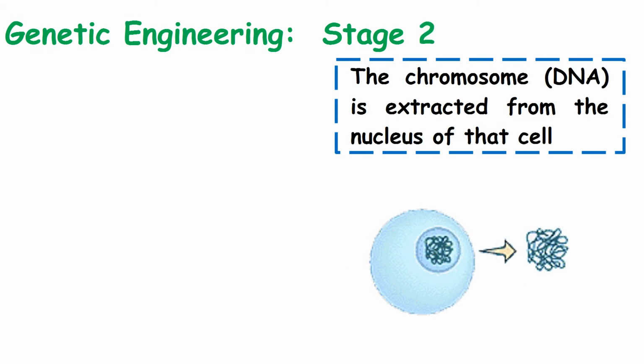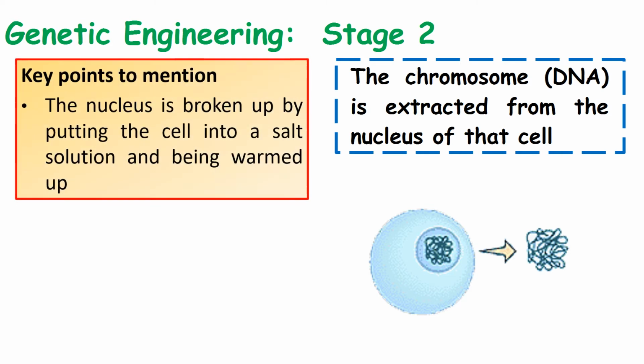The second stage is to talk about extracting the chromosome or DNA from the nucleus of that cell. You may wish to mention that the nucleus or the nuclear membrane is broken up using a salt solution and being warmed up to make extracting the DNA easier.